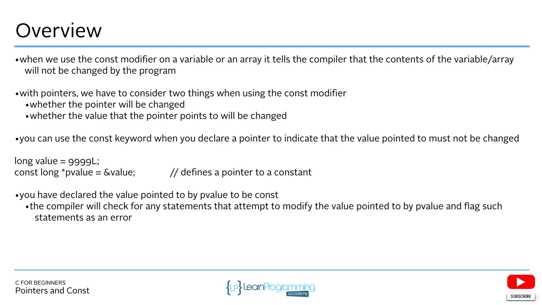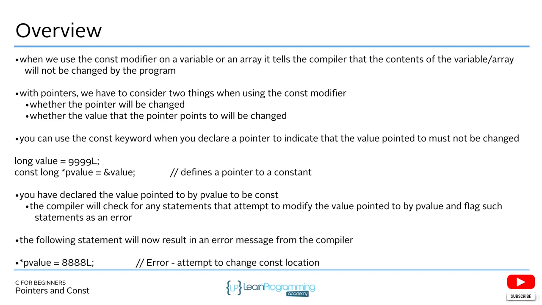What you want to notice here is that const is the first word, and it's before the type. That's saying that the value pointed to cannot change. If you try something like this on pvalue, assigning a value to what it's pointing to, because you see the indirection operator there, which means we're assigning a value to what we're pointing to, it's going to give an error because we can't change that value. We can't change 999L to 888L.